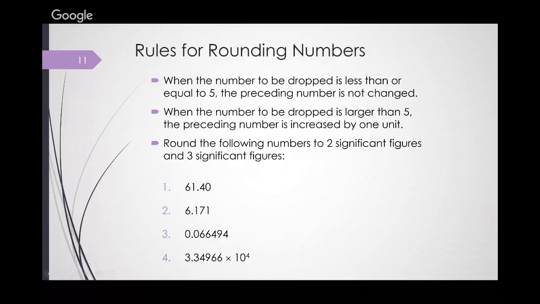Down here, I have a scientific notation number. I don't care about this over here. This has nothing to do with significant figures. This just tells me where the decimal point is. So I want 2 sig figs. I look here, 3.3. That's what I like. And what does the 4 do? It does nothing to the 3, okay?